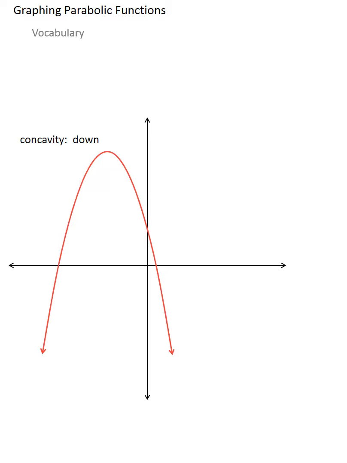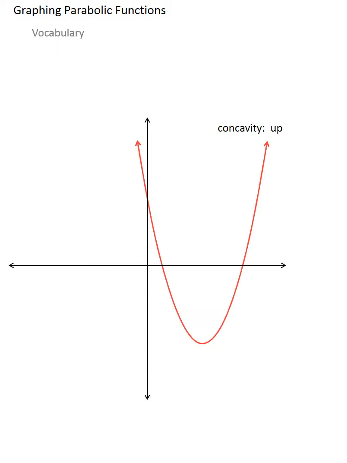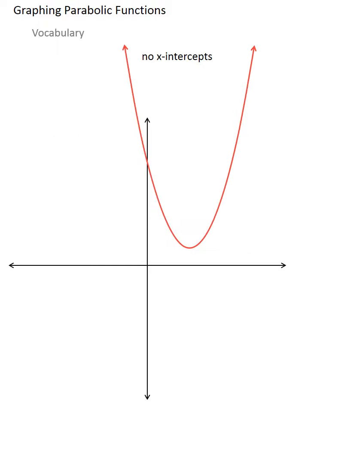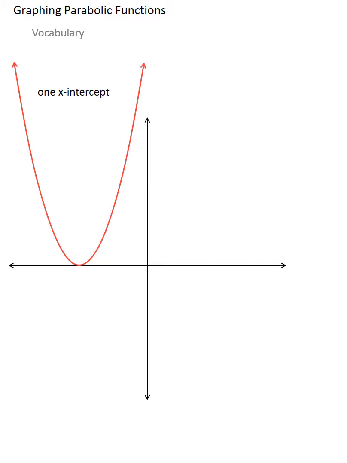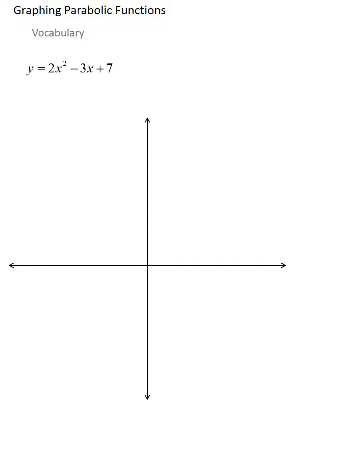Parabolas can have a concavity of down for their direction, or up. Some parabolas don't have x-intercepts. Some have one. Some are wide, some are narrow. There's a whole variety of different characteristics of a parabola. In our context, we'll be looking at the equations of parabolas and try to deduce those characteristics.